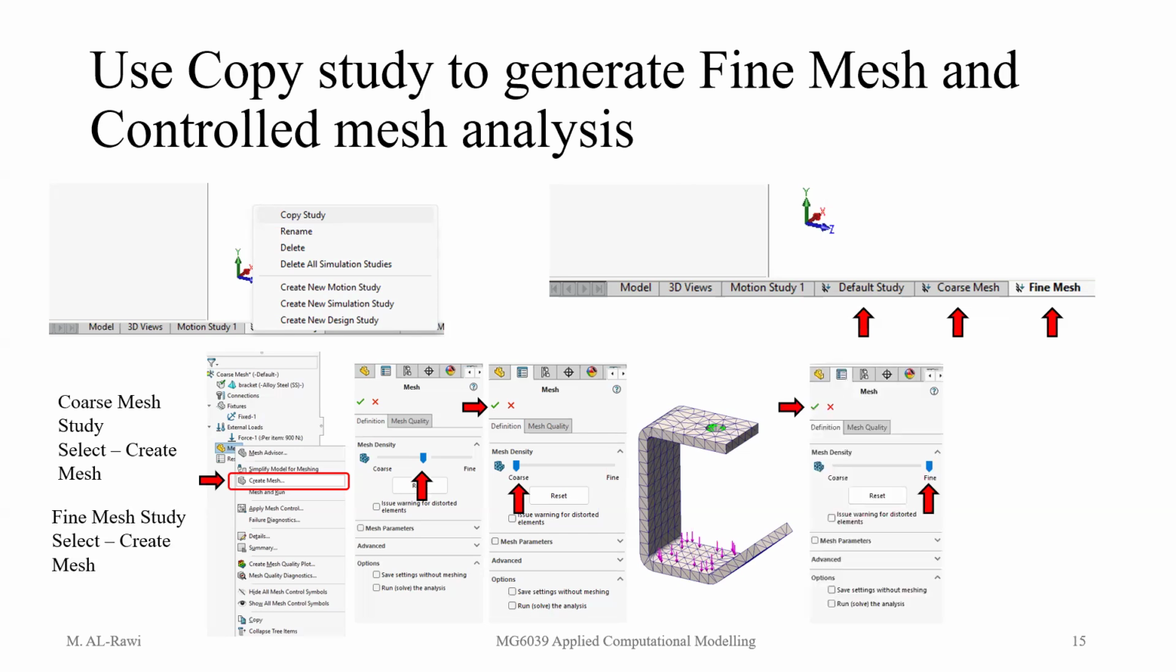Now go to the other study, which is the fine mesh. So click on the fine mesh till you see the fine mesh is active. Repeat the same thing and move that cursor to the fine, to the end. Then when you're happy, click OK. It will take a bit longer than the first default and the coarse mesh. It's not too long, but slightly longer. You feel like, oh, it took us a bit more than the others. And then you will get the mesh like this one.